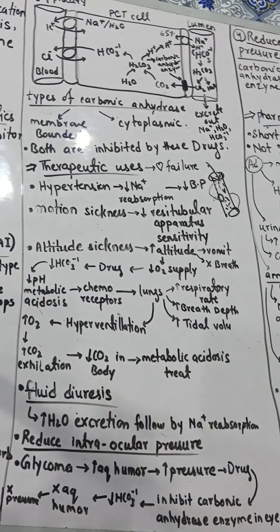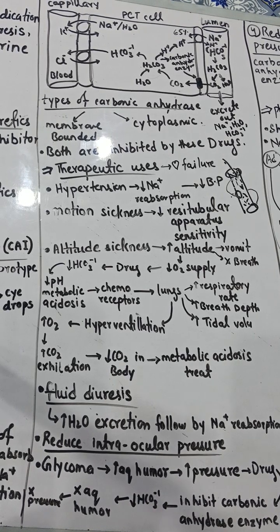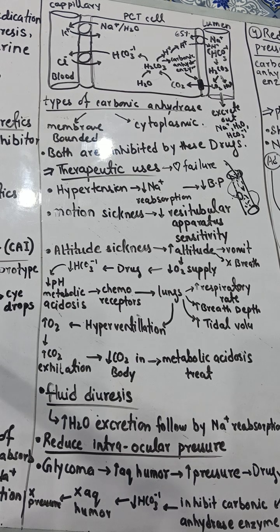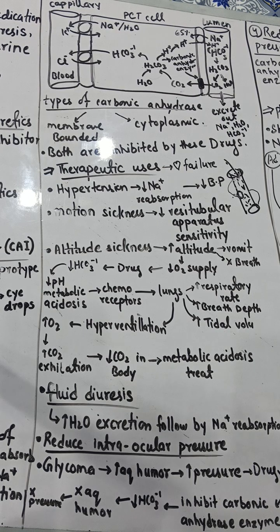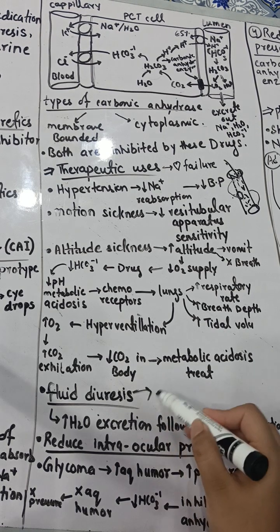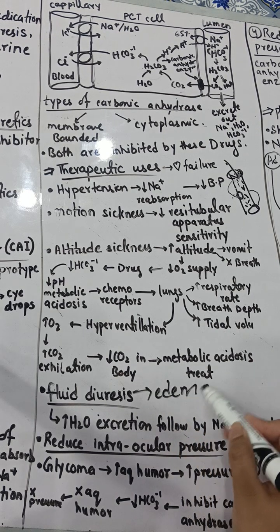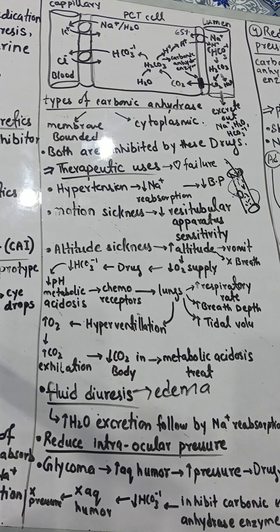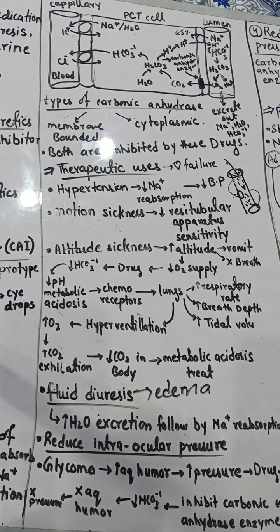Now it is also used in other conditions, like fluid diuresis. If a patient has a lot of water in his body, we have to decrease the water, so we will give a diuretic. Like a patient who has edema: in edema, a lot of fluid is stored in various body parts, in the peripheral body parts, and in the lungs. We have to release that fluid, so we will increase the water excretion by increasing sodium excretion. As a result, we get these results.